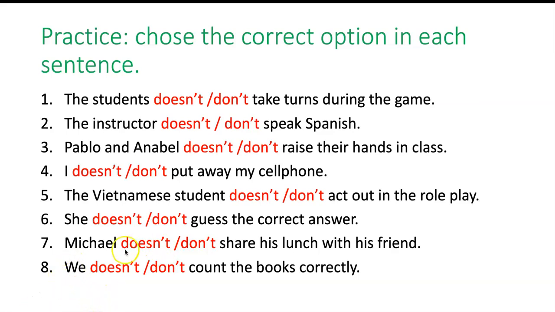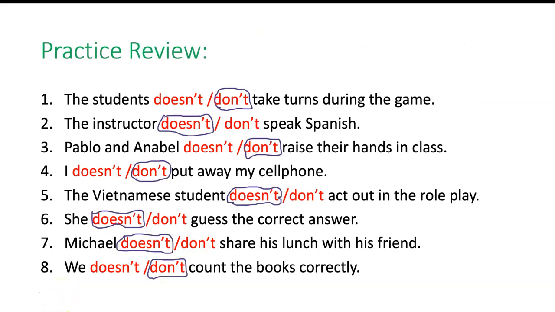Okay, so now here we are going to review what you did. Look at this. Number 1, the students don't. This is the correct answer. The students don't take turns during the game. Okay?